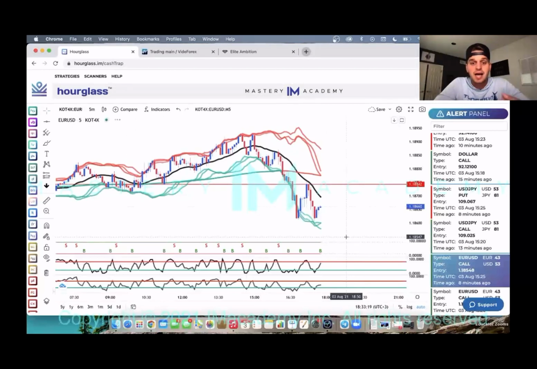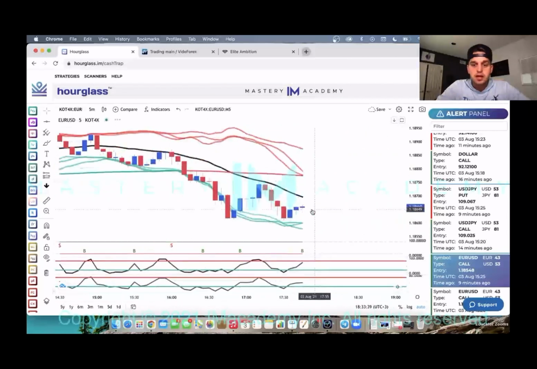The market's open, but even though CashTrap is not working right now for us to place trades, it's all about learning. Right? I want to make sure that every single person on here knows how to trade CashTrap. Right now I'm teaching you guys about SRTs, but guys, I really want everybody to master CashTrap.